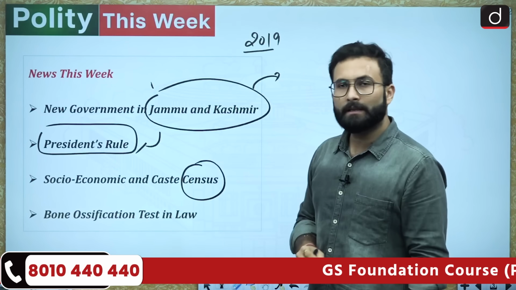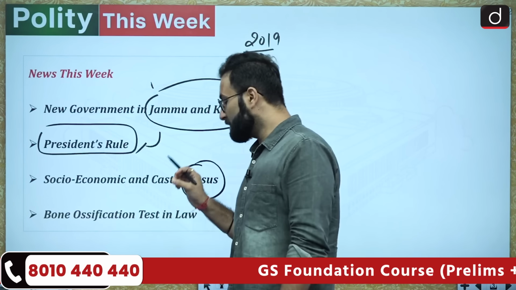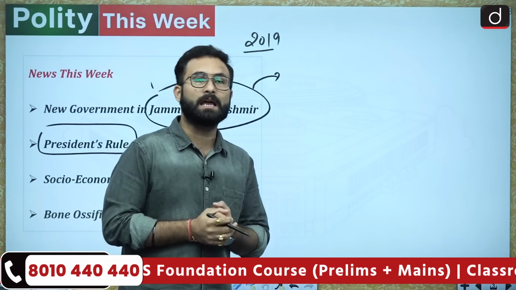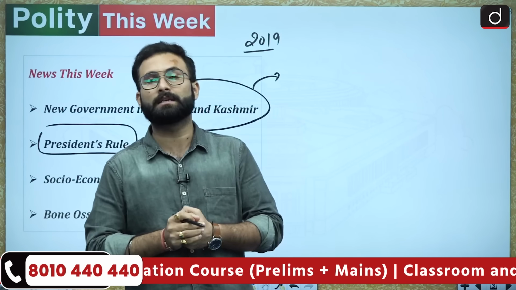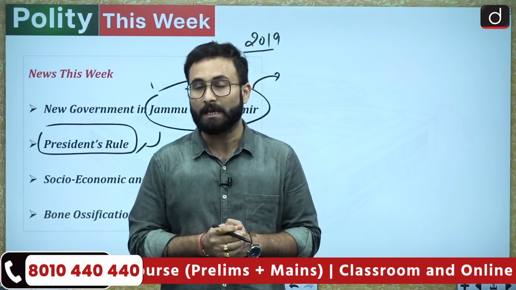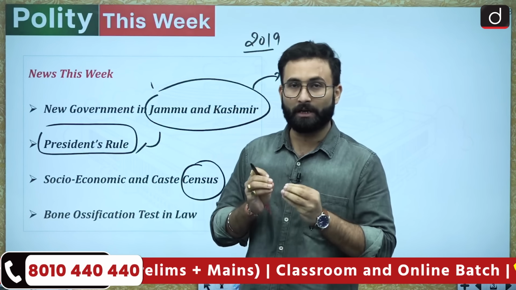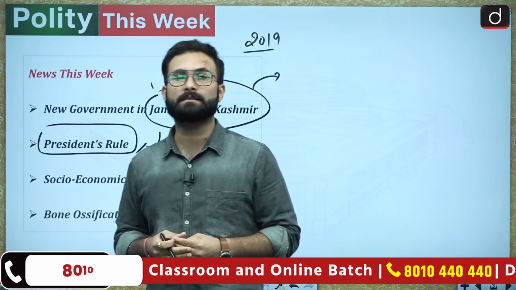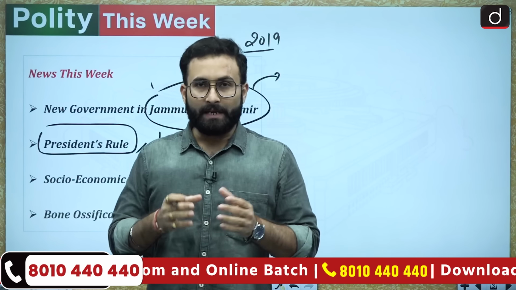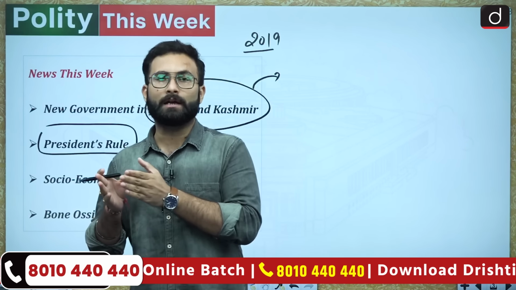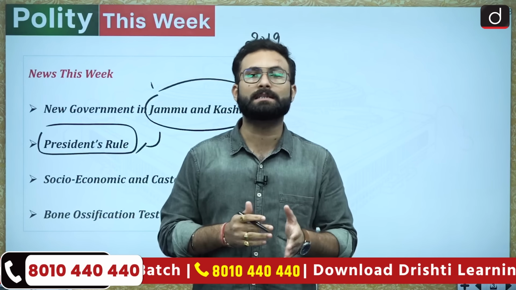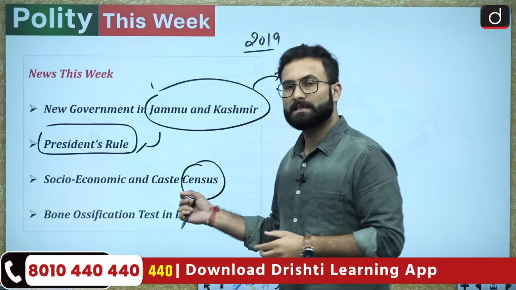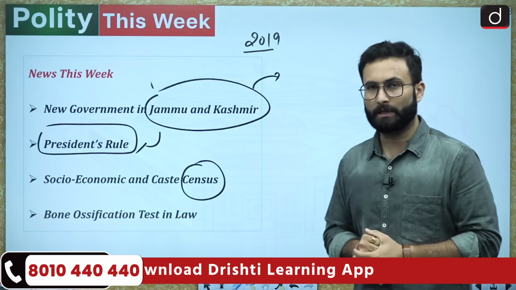And in the end we will be talking about the bone ossification test in law. Recently there was an assassination in Maharashtra, the killing of MLA Baba Siddiqui, because of which there was one accused. When he was presented to a magistrate, he claimed that he is a child, and when he is a child he should actually be prosecuted under the juvenile justice law and not as an adult. That is why this bone ossification test was in the news, so we will be talking about that as well.